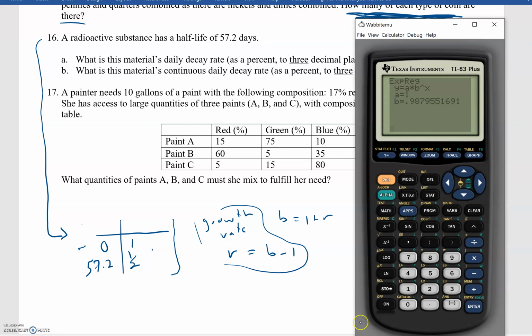So I will say VARS, Statistics, Equation. I'm calling up b here. And then I subtract 1, multiply that by 100. And that's negative because it's the growth rate. So the actual decay rate is positive 1.204.